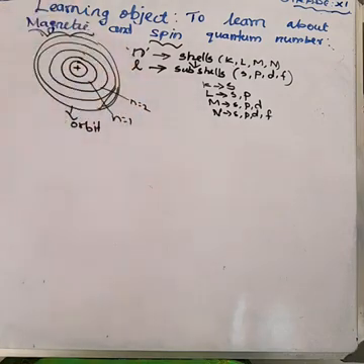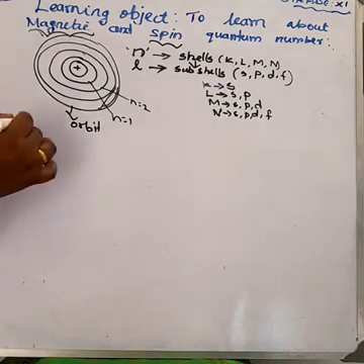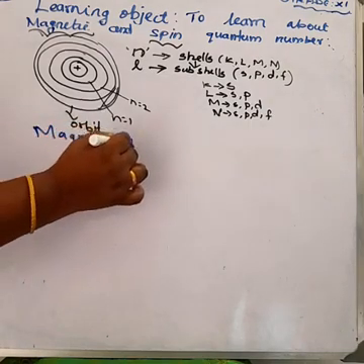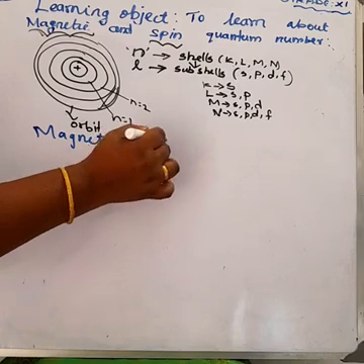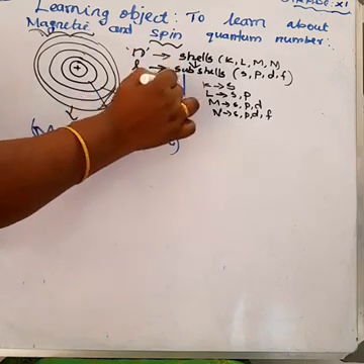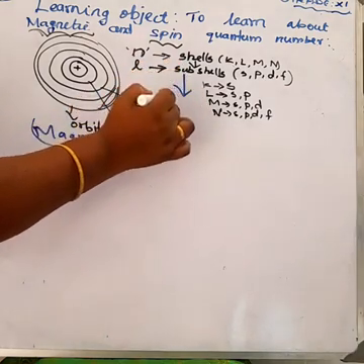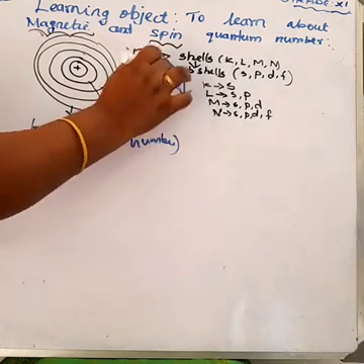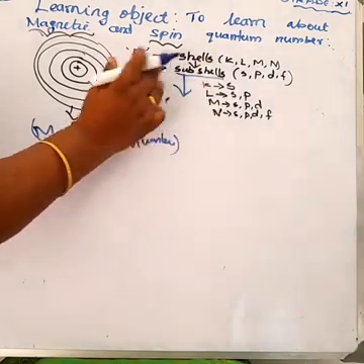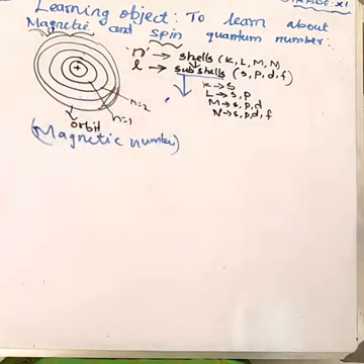So what about the magnetic quantum number? The magnetic quantum number divides the subshell into individual orbitals, which hold the electrons. The orbitals hold the electrons.